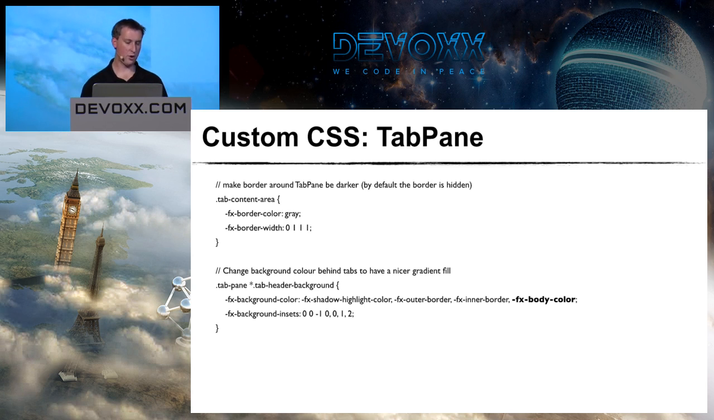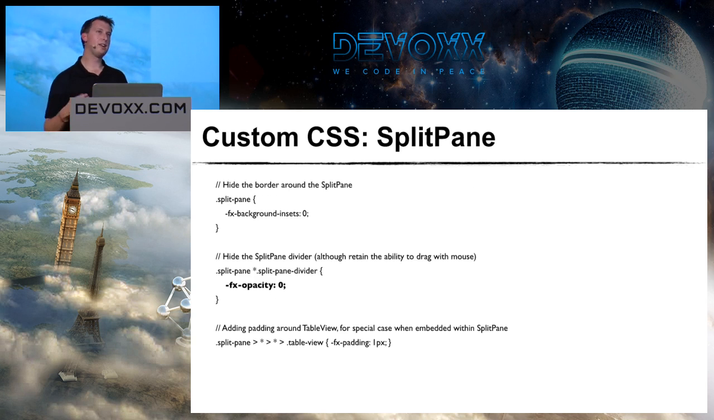Then the next bit of code basically is changing the color behind the tab. So you can see the FX body color is being used, and that's basically a gradient rather than what it was previously. If you look in the CSS for Caspian, that previously would have been a dark gray, and here you can see it's instead more of the FX body color, which is kind of a predefined color, which is a nice gradient look.